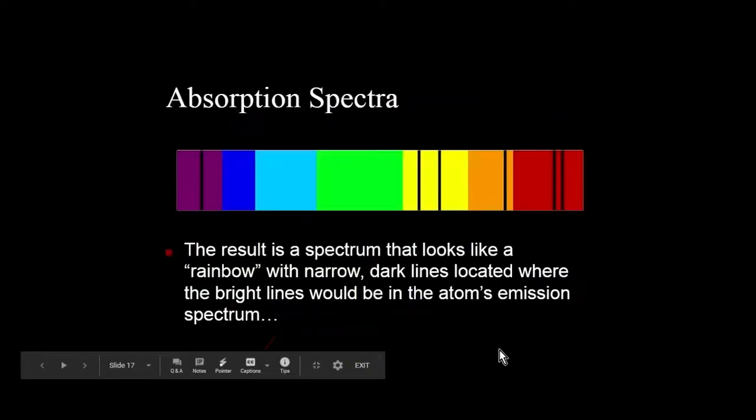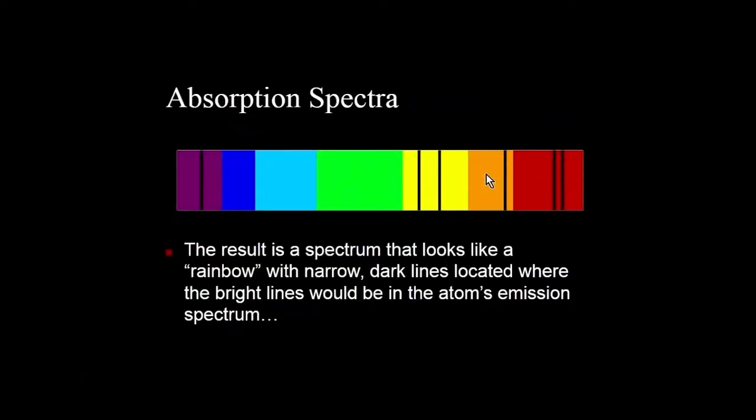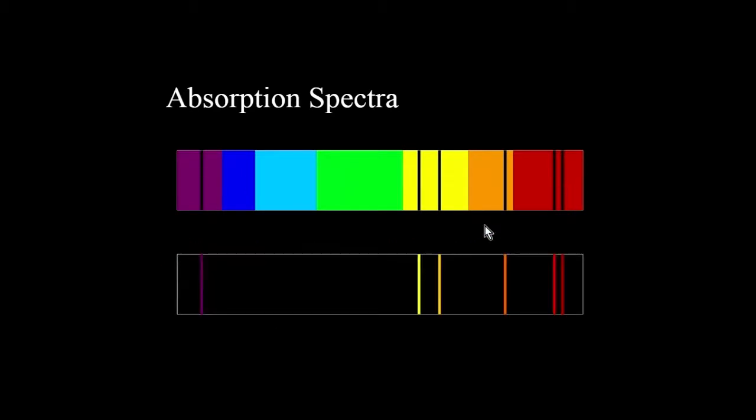So what you end up seeing is a rainbow missing certain wavelengths of light, and those certain wavelengths are exactly equal and opposite to the emission spectra. These wavelengths that are missing are the wavelengths that that type of atom would emit if it was energized, as you can see here.